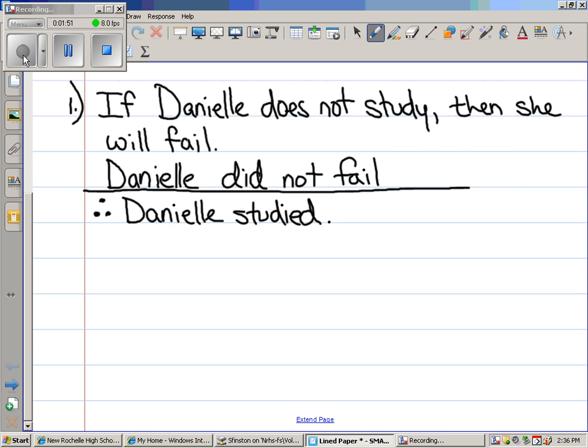That's it. But how would you do this in a formal logic proof like what you did last night? Well, let's just say Danielle does not study is going to be represented by, give me a letter that could represent it. S would be like studying, like Danielle studies. So how would you say does not study? What's the word not symbolized in logic? Yeah, the wave-looking thing. So we're going to say that this is going to be not S.